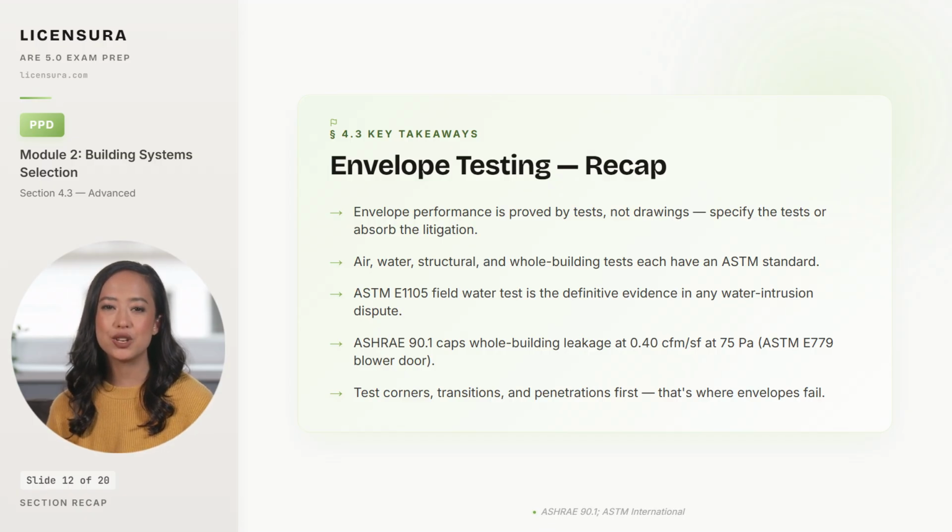ASTM E1105 is the definitive field water test, and it is the evidence used in any water intrusion dispute that lands in court. ASHRAE 90.1 caps whole building air leakage at 0.4 of a cubic foot per minute per square foot at 75 pascals, tested by E779, and that test is becoming code mandatory in a growing number of jurisdictions. And the operational rule is to test the corners, transitions, and penetrations first. That's where envelopes actually fail, and catching the failure mode there saves the rest of the building from the same defect.